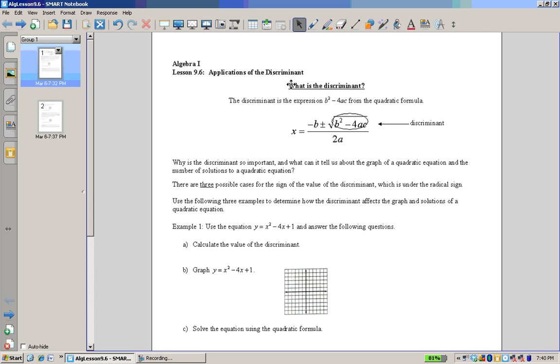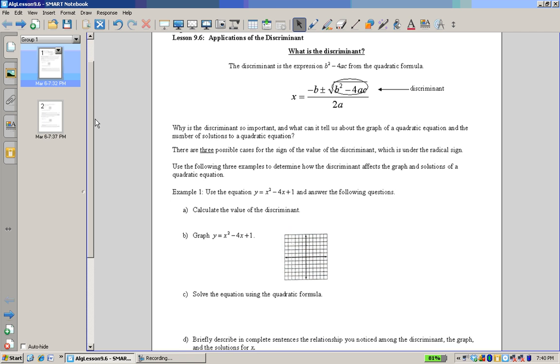Today we're going to continue our unit on quadratics and radical expressions. We're going to look today at applications of the discriminant. Now if you look, the discriminant itself is this part of the radicand. It's b squared minus 4ac, or it is rather the radicand, the radical being the symbol and the radicand being the part underneath, the expression underneath.